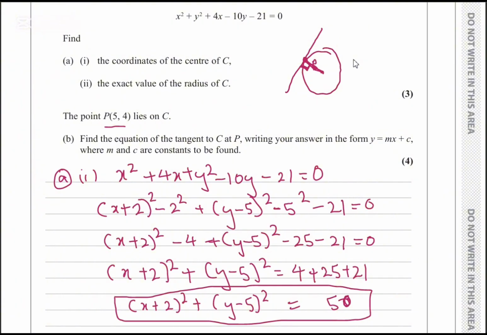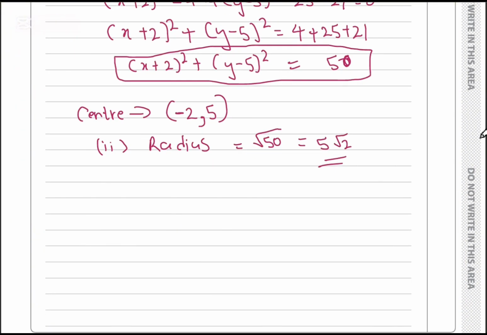It is perpendicular to our tangent. So we know the relationship between the gradients of perpendicular lines. What I would be doing is finding the gradient of the radius, and then I can find the gradient of my tangent and put it as m, because the tangent equation is y equals mx plus c, and m is the gradient. So in order to find the gradient of the tangent, I would first find the gradient of the radius.